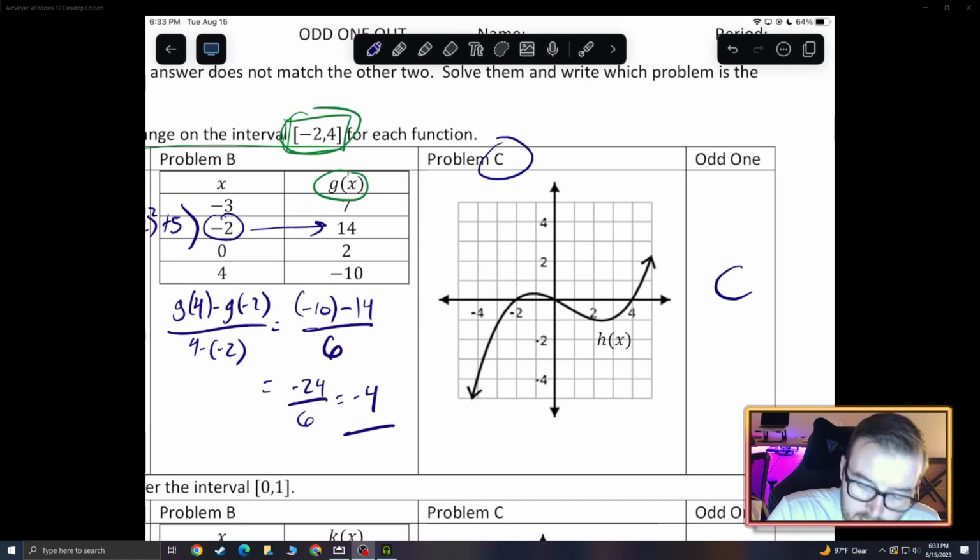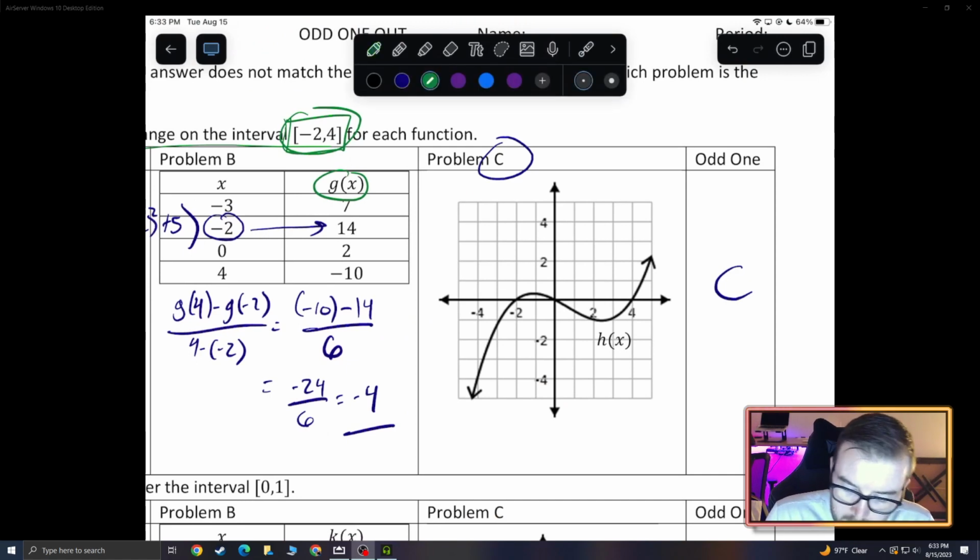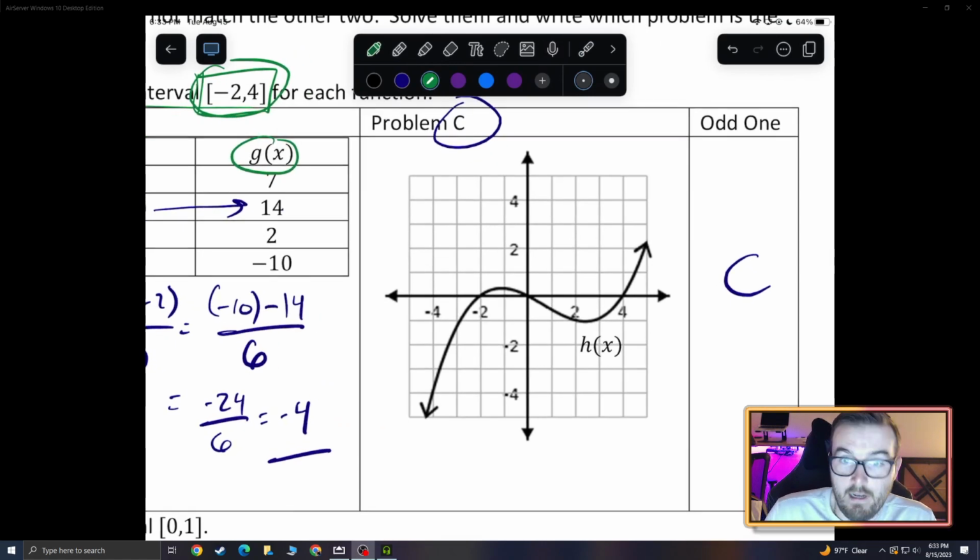But let's still investigate it. What are we doing here? We're finding the average rate of change from -2 to 4. Now, something that we mentioned in the notes is that the average rate of change is the slope of the line that connects those 2 points together. So here's -2. Where is the graph? Right here. Here's +4. Where is the graph? Right here. So draw a line that connects those 2 points together and ask yourself, what is the slope of that line? The slope is 0. It's flat.